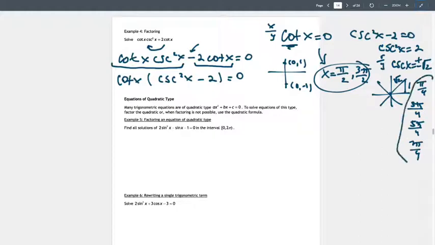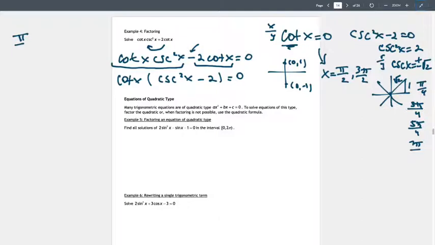So if my answers had been from 0 to 2 pi, I would be finished there. This one wants the general solution, though. So I'm going to uncircle those. I'm going to say pi over 2. Whoops, I have no room here. Let me write it over here.